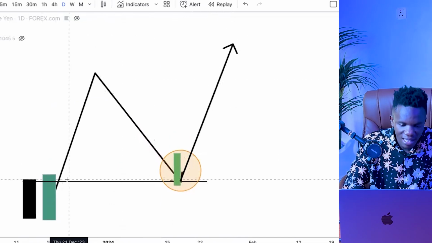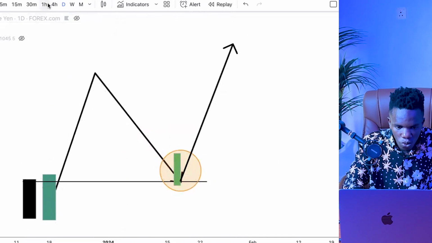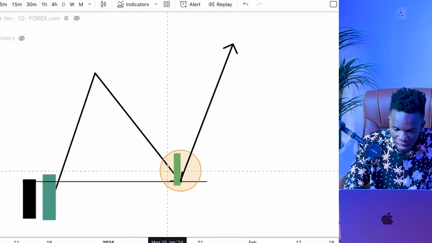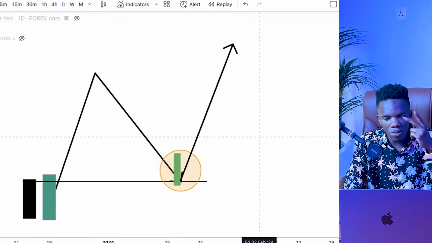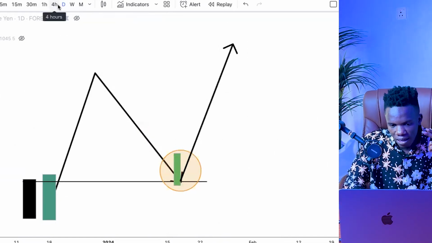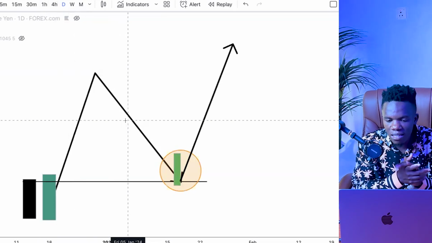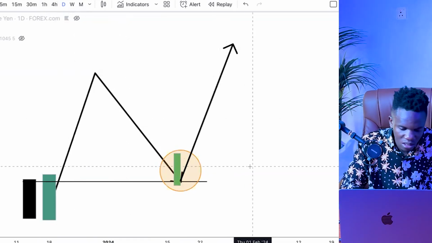For example, let's assume here to be a 4-hour order block, okay? Then all we just need is to go to the 1-hour order block for this pattern to form. So it's usually just 2 time frames. When you're on the daily time frame, you use the 4-hour order block. When you're on the 4-hour time frame, you use the 1-hour order block. The moment you see all these patterns form in the market, guys, there's nothing going to stop you from making money from that trade, okay?